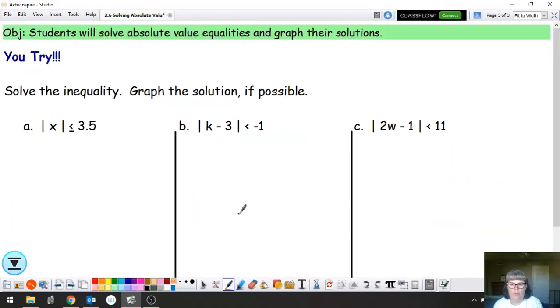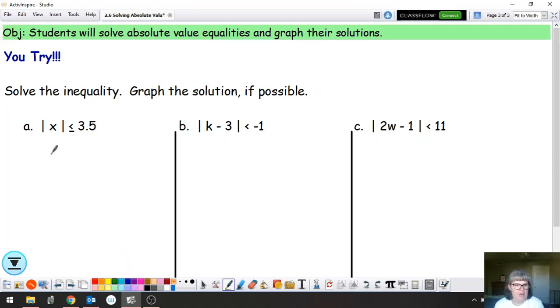So here's your opportunity to try 3 inequalities on your own, solve them, and graph the solution if possible. Now that you've had a chance, let's see how you did.